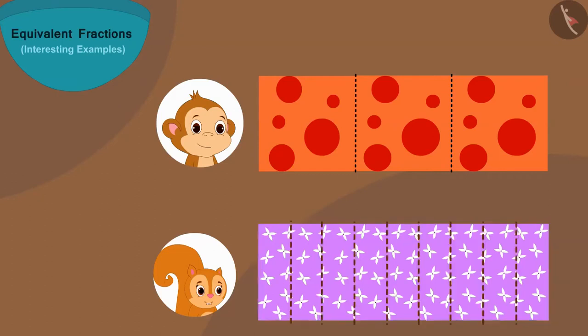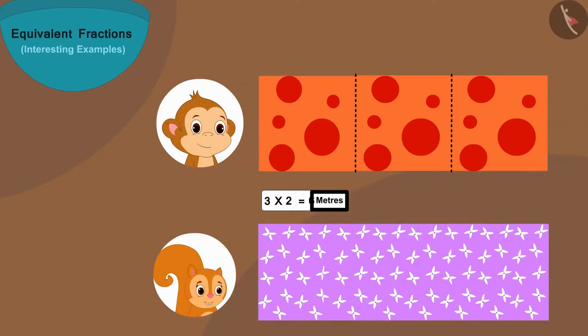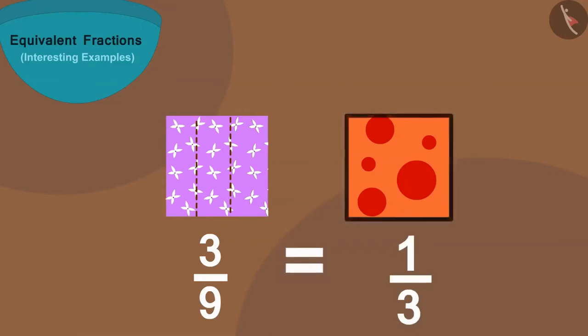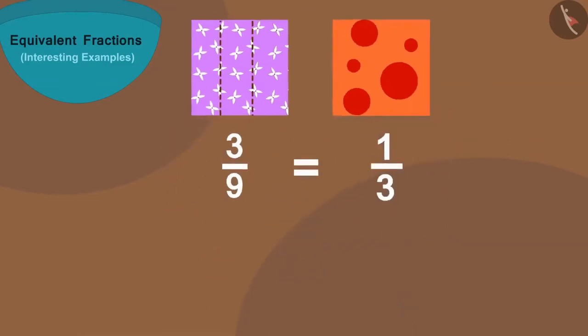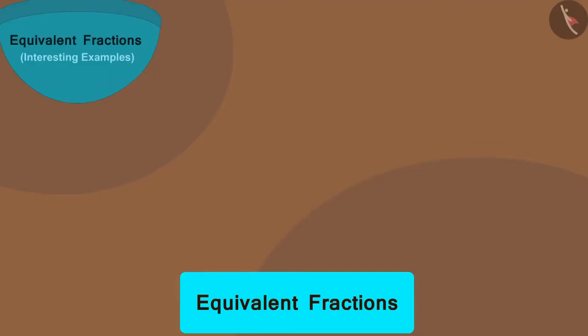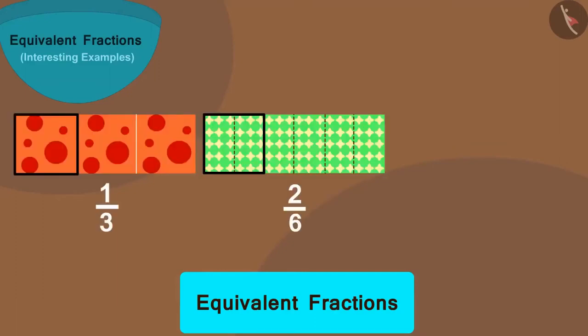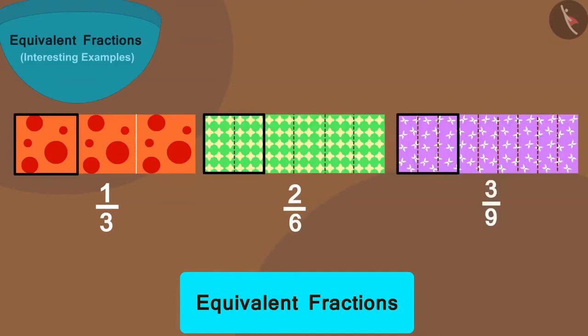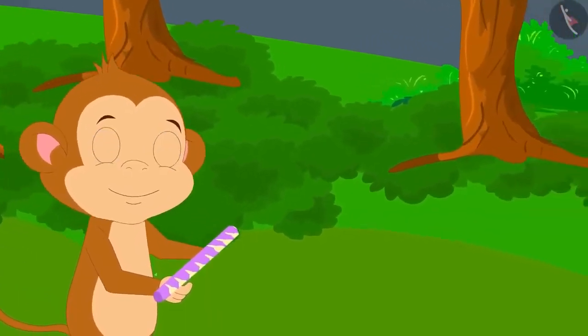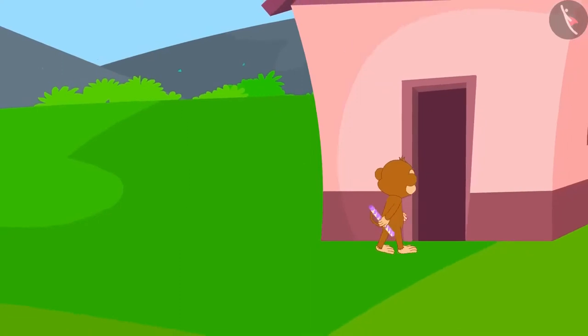In this way, Chanda has given Babban 3 times 2, or 6 meters long cloth. Therefore, 3/9 of Chanda's cloth is equal to 1/3 of Babban's cloth. And these two are also equivalent fractions. In this way, 1/3 is equal to 2/6 is equal to 3/9. All these are equivalent fractions. Babban took 3/9 part of Chanda's cloth from her and happily returned home.